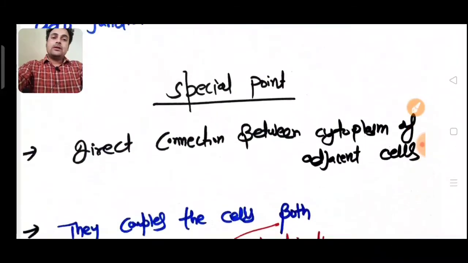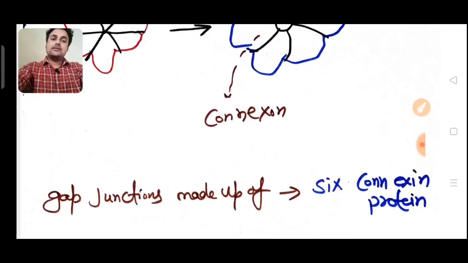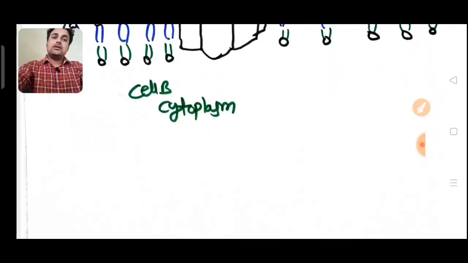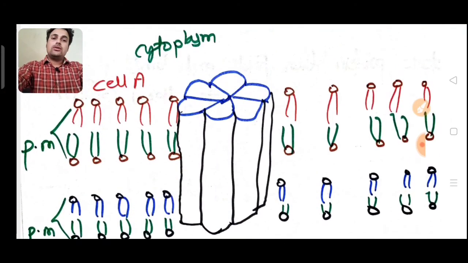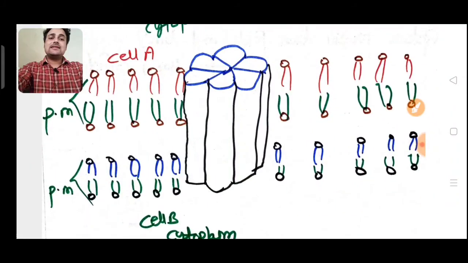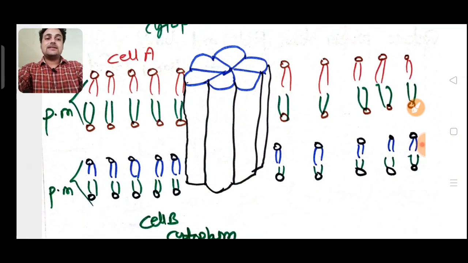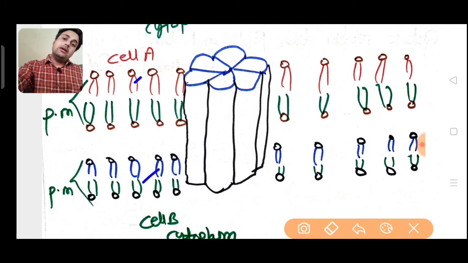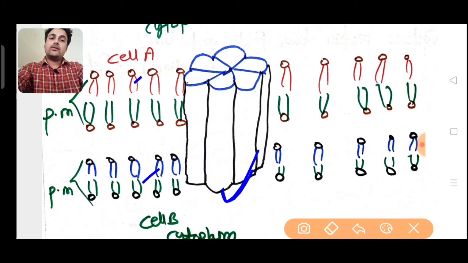Let's see the structure again. This is the gap junction structure. As you can see, this is the cell A plasma membrane and this is the cell B plasma membrane, and this is the gap junction, and the 6 connexin proteins can be counted here: 1, 2, 3, 4, 5, 6. It is interlinking the cytoplasm of cell A and cell B.